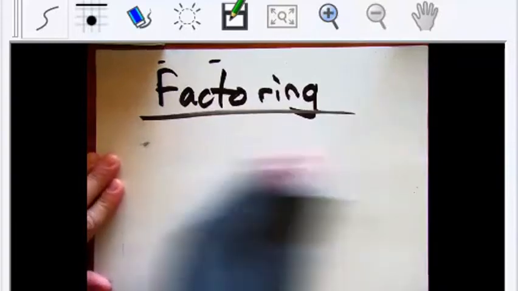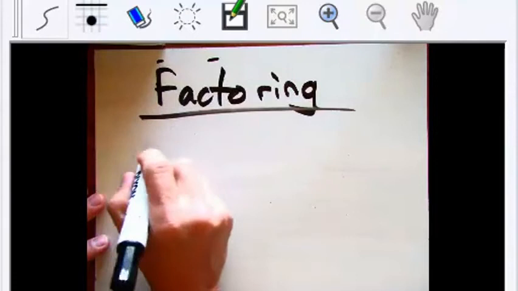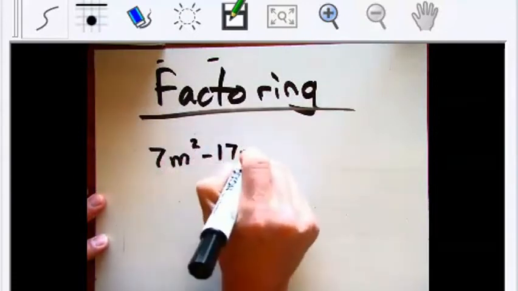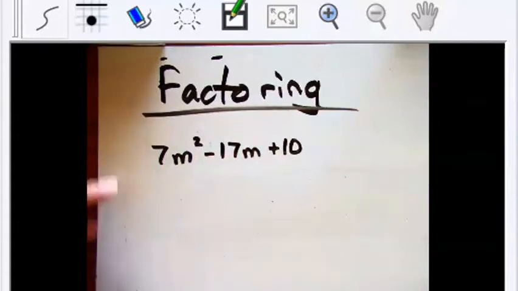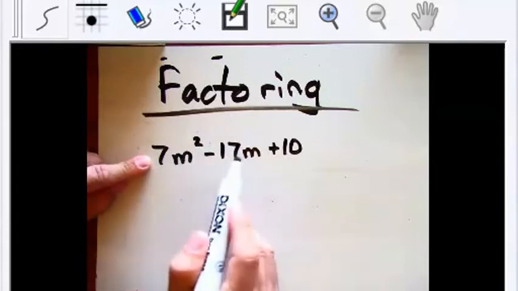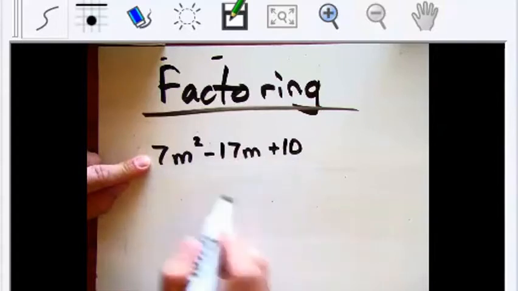And then the last one I want to show you is kind of the big boy. Let's take a look at this guy. Because this leading coefficient right here is not 1, I can no longer just say, okay, what's going to add up to this and multiply to this? So I have to walk through this process.